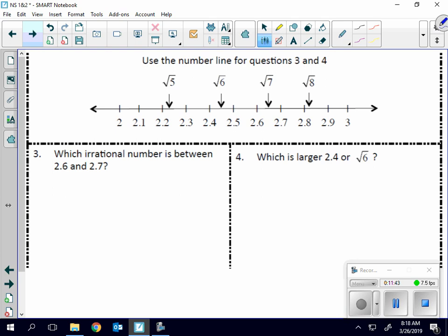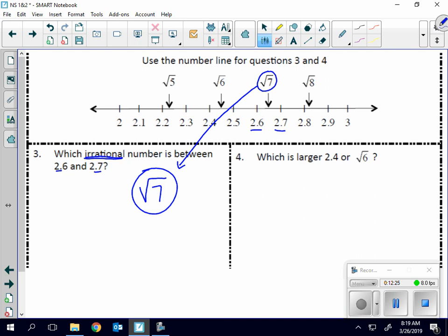All right, which irrational number is between 2.6 and 2.7? Well, since they gave you a number line, let's just look for 2.6 and 2.7. Well, here it is, 2.6 and 2.7. As long as you know what irrational means, because it's a vocabulary word you should know, well, here's one right there. The square root of 7. I'm going to point that out down here. Our answer is the square root of 7. Okay? That's the only thing between 2.6 and 2.7.